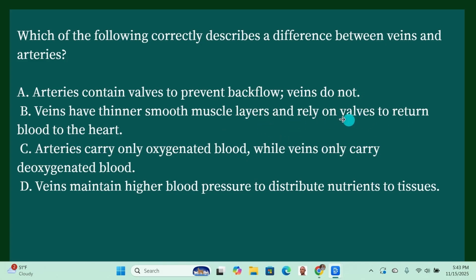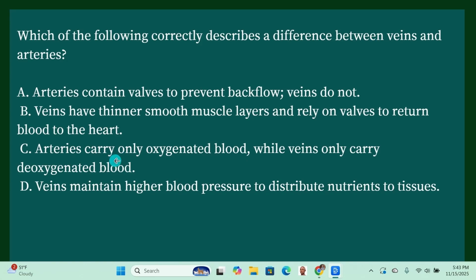All right, so that's true. Valves for the heart, valves for the return. They have thinner, smooth muscle layers. That's true also. So B looks good. C, arteries carry only oxygenated blood, while veins only carry deoxygenated blood.